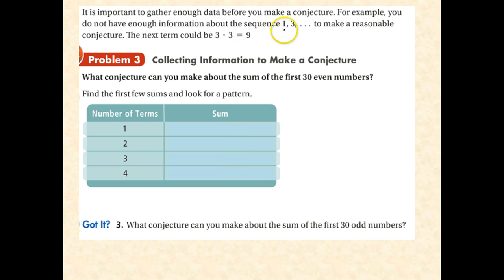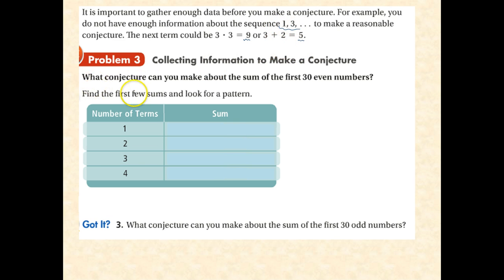It's important that you get enough information before you make your conjecture. For example, if you see this sequence, I keep saying sequence. Sorry about that. I'll try better. If you see this sequence, 1, comma, 3, comma, and so on, is that enough to make a reasonable conjecture? You might say, maybe we're doing 1 times 3 to get 3, and then 3 times 3 would be 9. So it's 1, 3, 9. But what if it was 1 plus 2? Then we would do 3 plus 2, and the next term would be 5. So which one is it? The answer is we don't know because we didn't get enough information here.